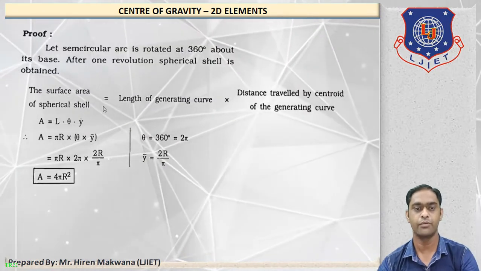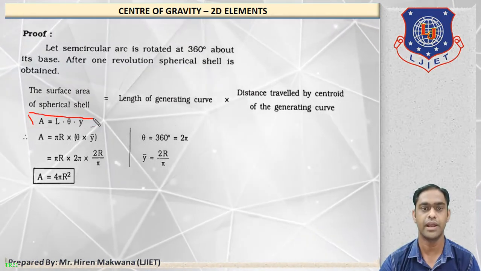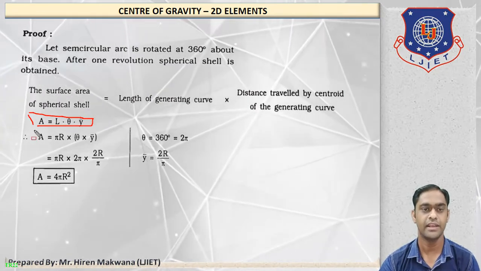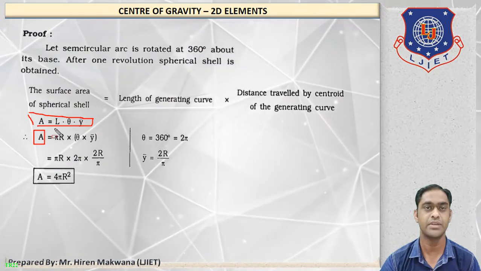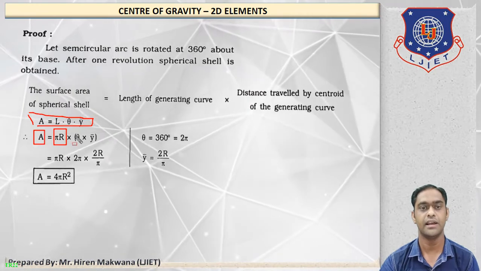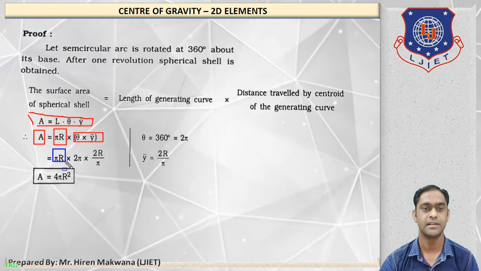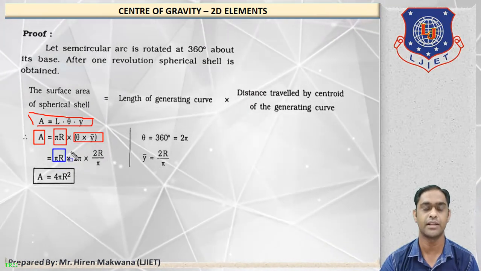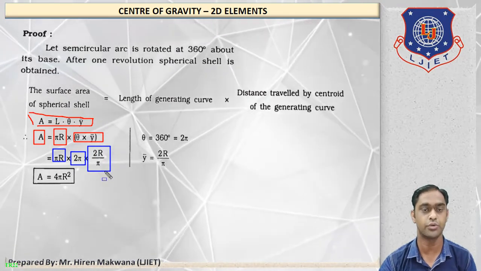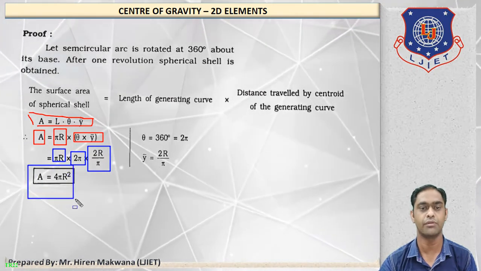So in the same formula of area of revolution, area is equal to L theta y bar. So replace all the values, you will get the area. What is the length of the semicircular arc? As I said, it is pi into r. Theta and y bar we have to replace now. Pi r as it is. Theta means 360 degree angle of revolution, that is equal to 2 pi, and y bar is equal to 2r by pi as earlier shown in the figure. So by doing simplification, we will get area is equal to 4 pi r square.